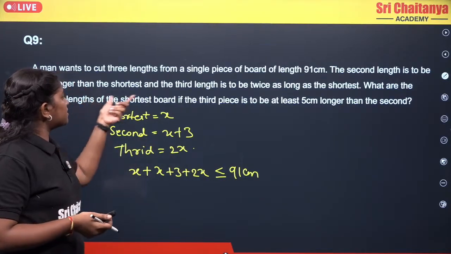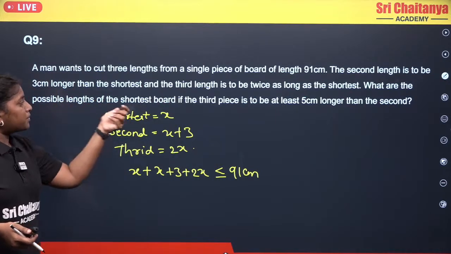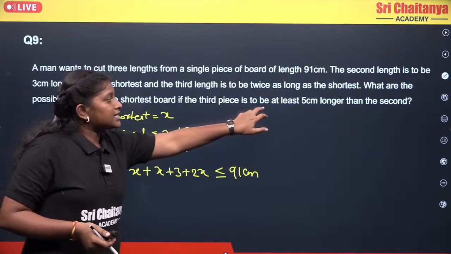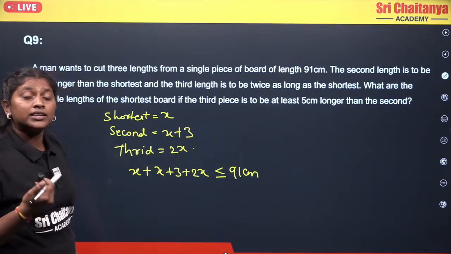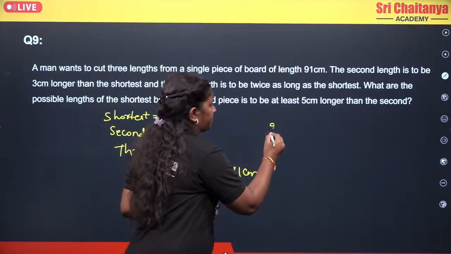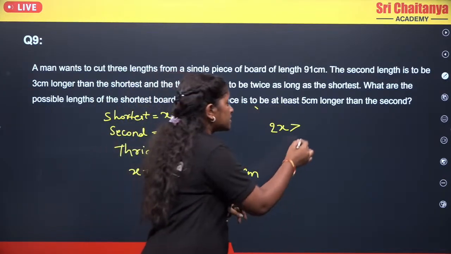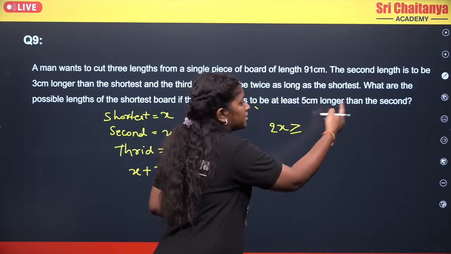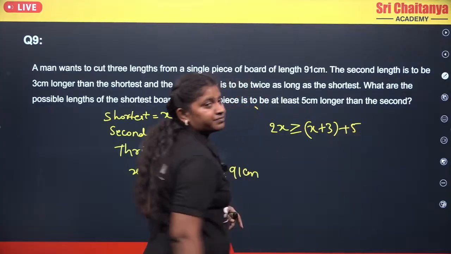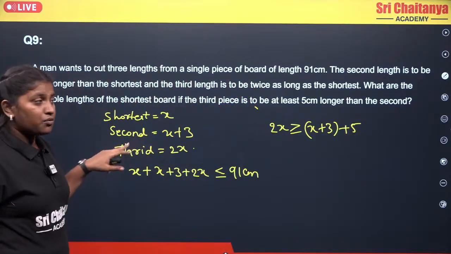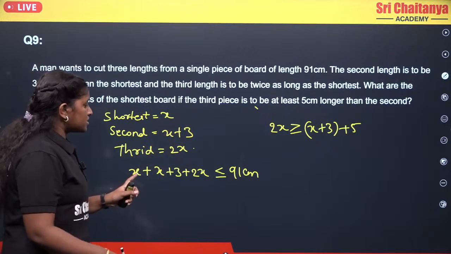So if you observe the second condition, the possible length of the shortest board, if the third piece is at least 5 centimeters longer than the second: the third one is 2x, and at least longer, so we can use greater than or equal to 5 centimeters longer than the second. The second is x plus 3, plus 5. So this is how we get the inequalities from the given information. Now just try to solve them.